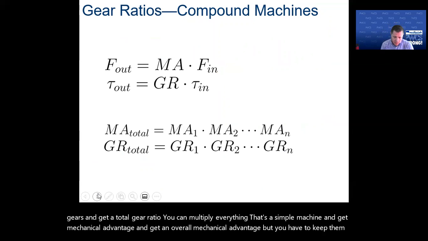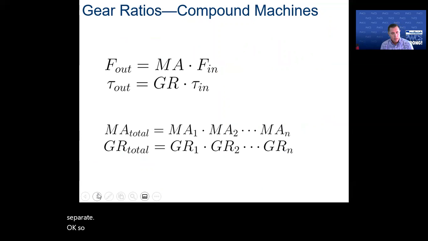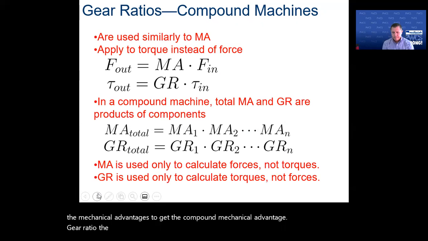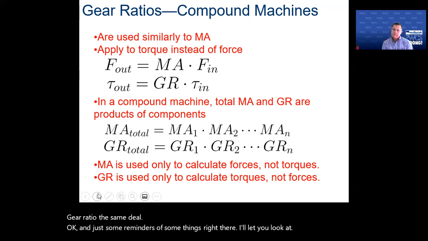Okay. So the formula is going to be the same. If it was mechanical advantage, you'd multiply out all the mechanical advantages to get the compound mechanical advantage. Gear ratio, the same deal. Okay. And it's just some reminders of some things right there I'll let you look at. All right.